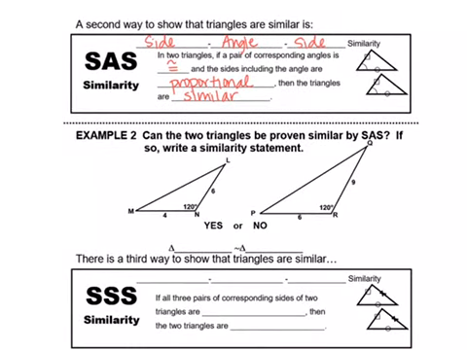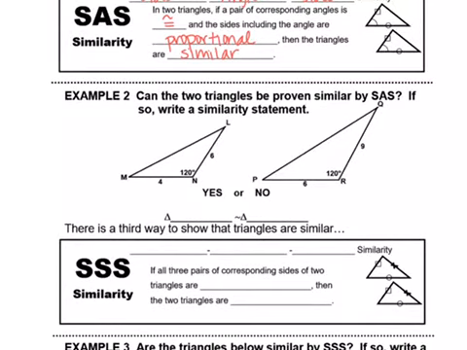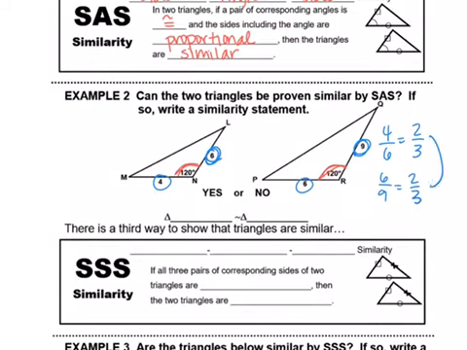So they ask us, are these similar using side angle side? If so, write a similarity statement. So I have an angle that is the same. I have the sides on either end, so the ratio of 4 to 6, is that congruent? So 4 to 6 is the same as 2 to 3. And then 6 to 9 reduces to 2/3. So the ratios are proportional. So yes, these are similar. So we could say MLN to PRQ.